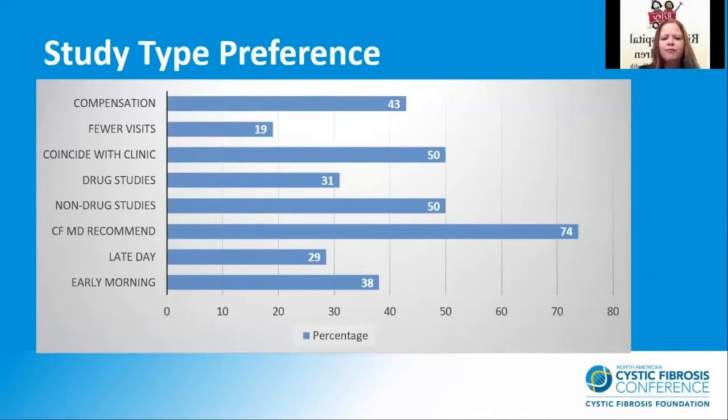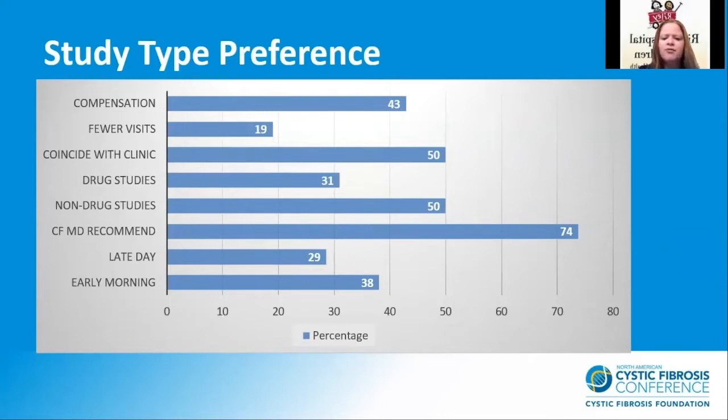For study type preference, the number one choice was those from the CFMD recommended, which was 74%. The next two choices were those that coincided with clinic visits, which made sense. In our center, we're centrally located in Indiana, so sometimes the families have to drive for a few to several hours to come to clinic visits.